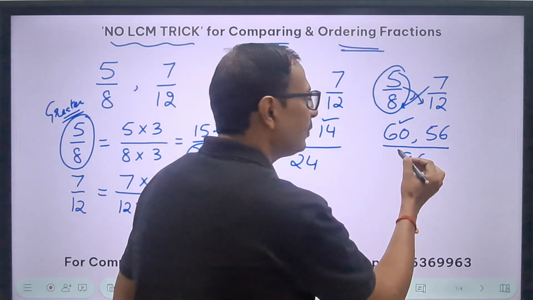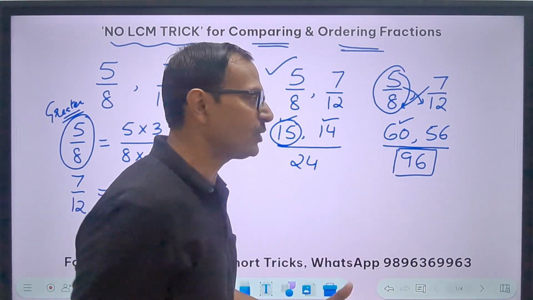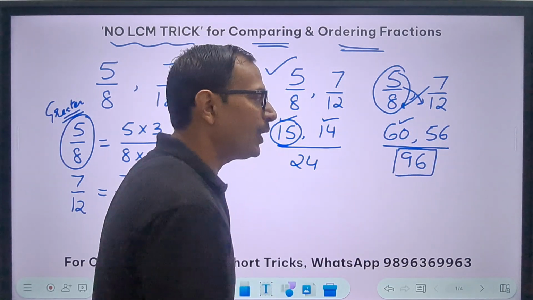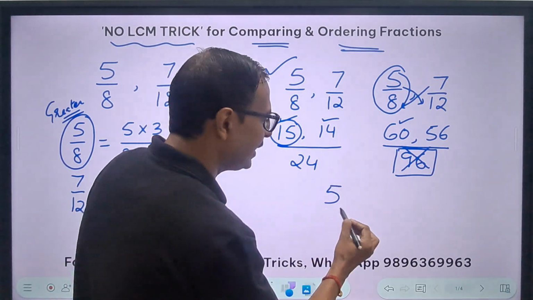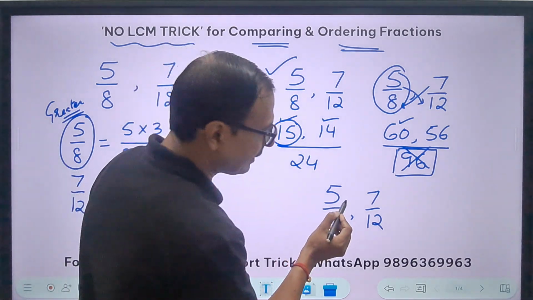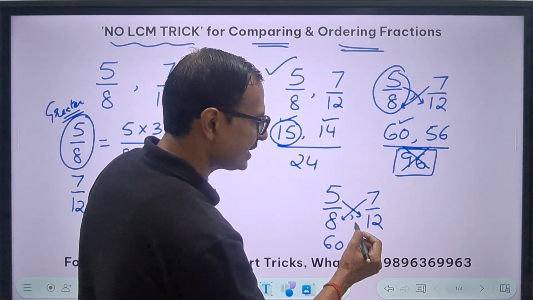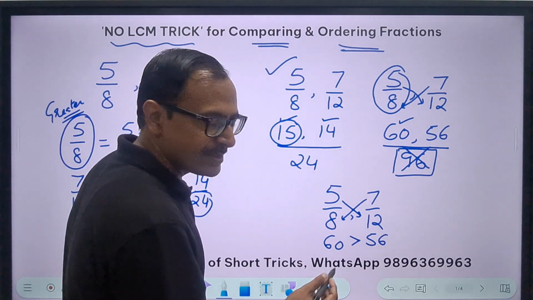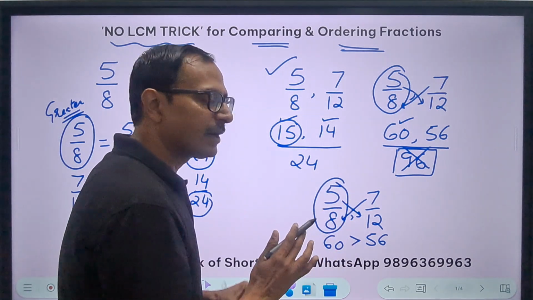Now do I need to multiply 8 and 12 to get the LCM? I don't think so, because 96 is also a multiple of 8 and 12. So I'll eliminate this step. And now what will I do? For 5 by 8 and 7 by 12, if I have to compare them, I will just multiply 5 times 12 which is 60, I will write here, and I will multiply 7 times 8 which is 56, I will write here, and I will check which one is greater. Since 60 is greater and 60 is under this, so this is the greater fraction.